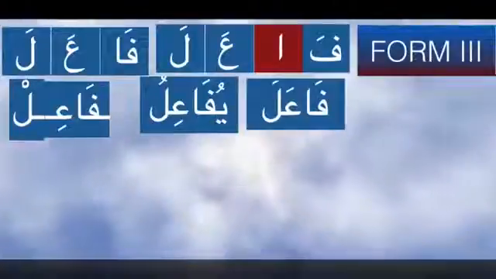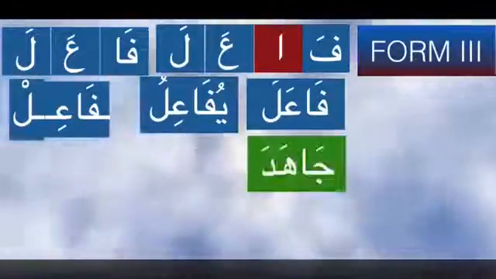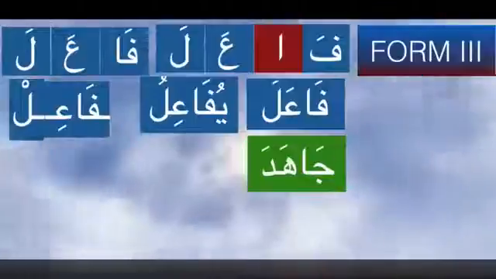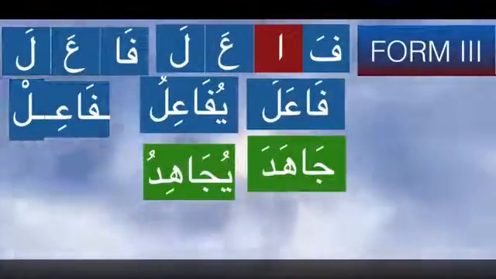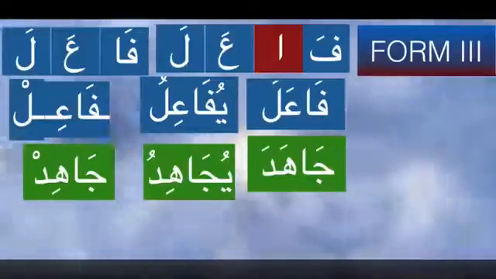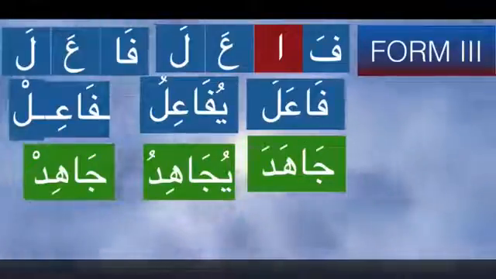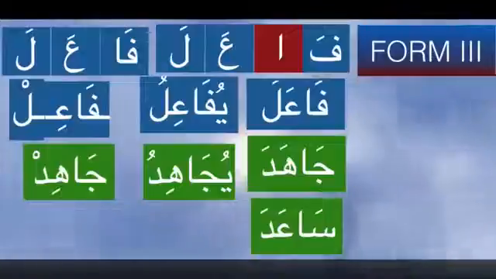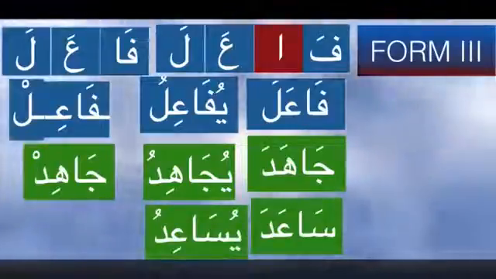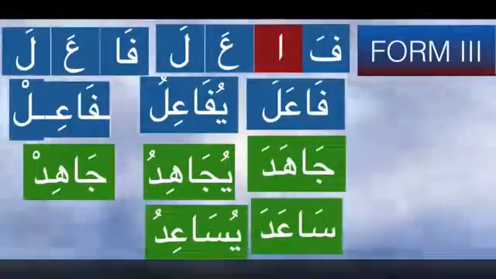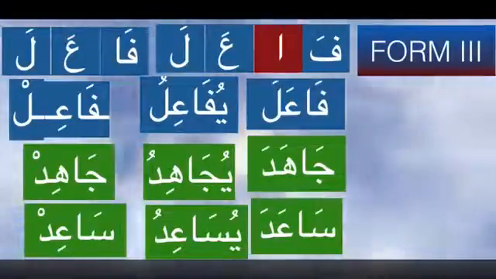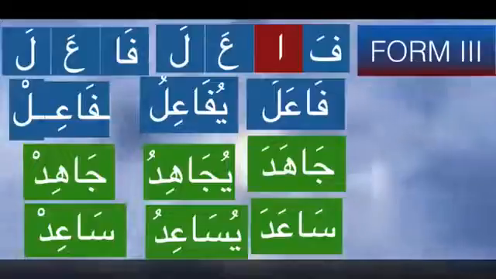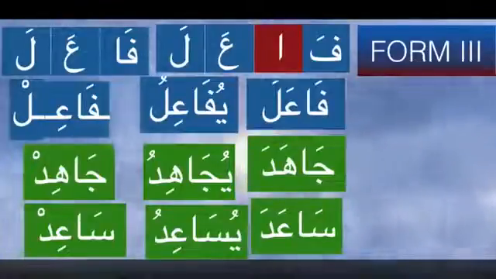If we take some examples of form 3, it's like jahada, he struggled. Yujahidu, he is struggling. And how do you make amr? Jahid, strive or struggle. Sa'ada, he helped. Yusa'idu, he is helping. And how do you make amr? It is sa'id. So sa'id means help. You're asking for help, commanding.